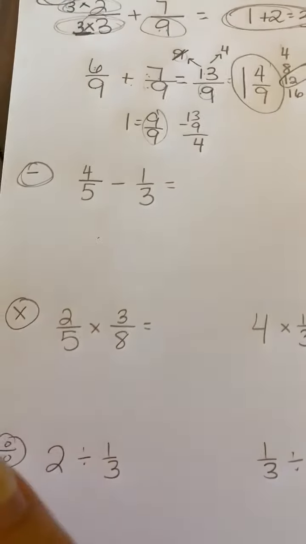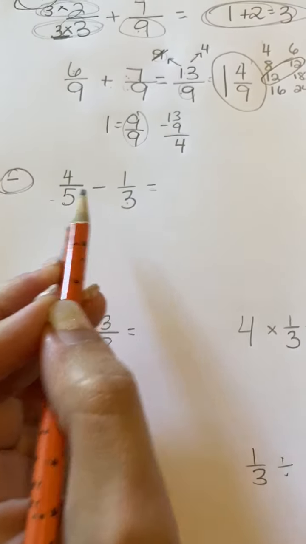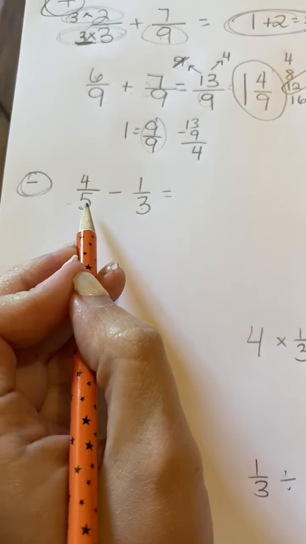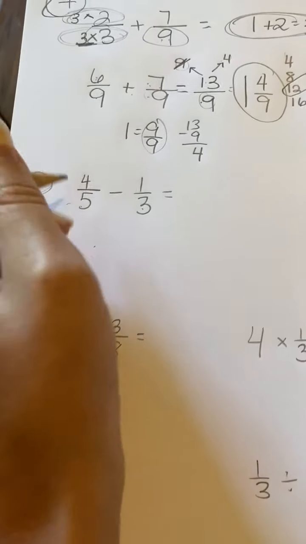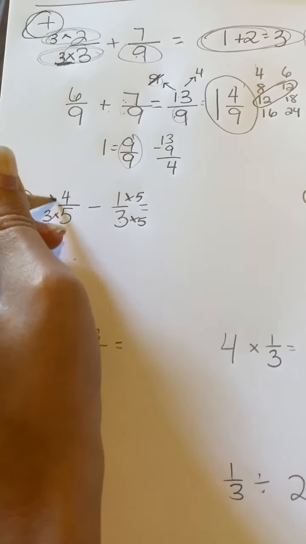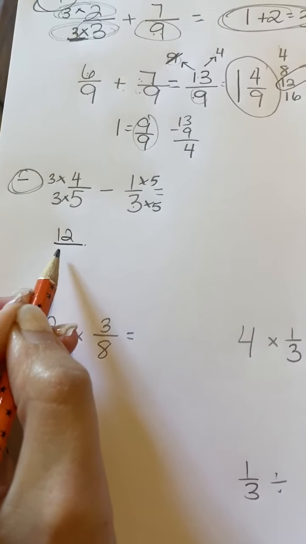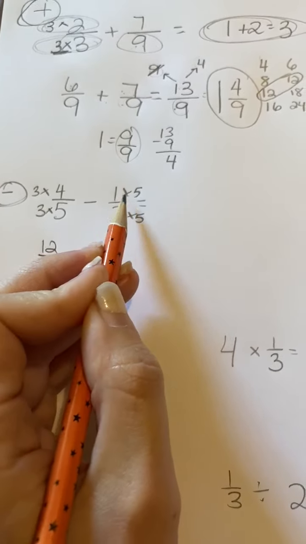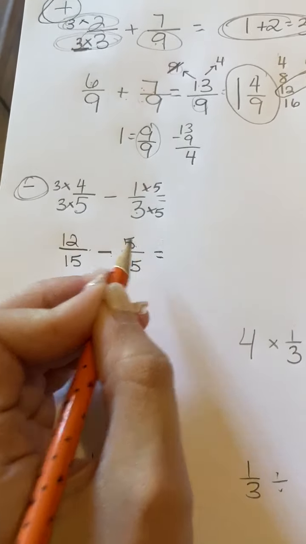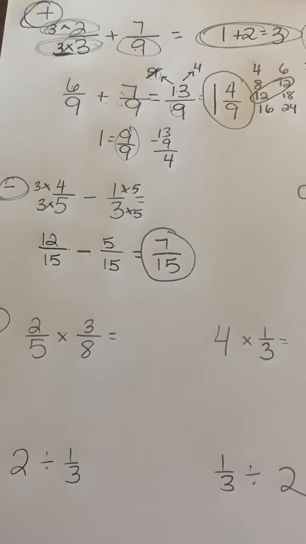Now let's take subtracting. You do the same thing. Can my numerator or my denominators turn into each other? 5, 10, that doesn't work. 3, 6, 9, nope. So I'm going to try multiplying by each other. 5 times 3 is 15. Well, that's under 20, so I'm good to go. Whatever I do to the bottom, I got to do to the top. 4 times 3 is 12. 3 times 5 is 15. 1 times 5 is 5. 3 times 5 is 15. 12 minus 5 is 7. The answer is 7/15.